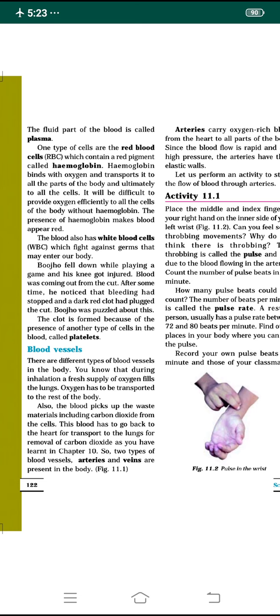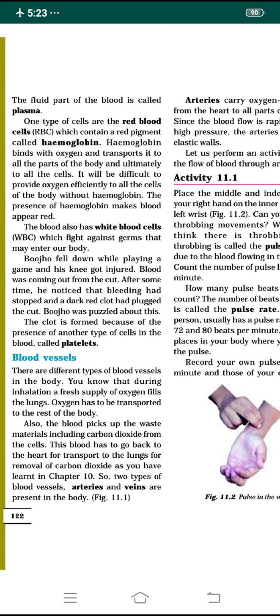In order to remove the carbon dioxide and waste products collected from each and every cell of the body, the blood has to go back to the heart and then be removed through the lungs. So again the blood has to go back to the heart. We have studied this already in chapter number 10.